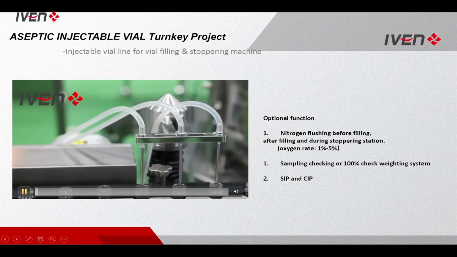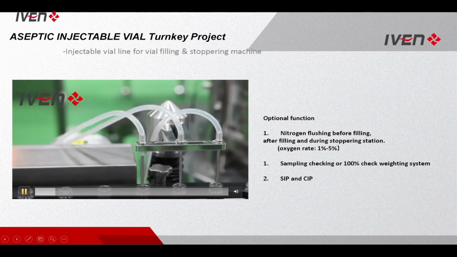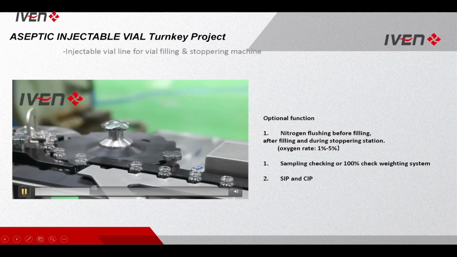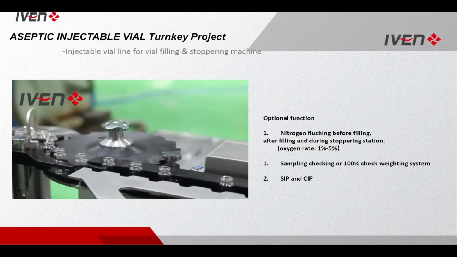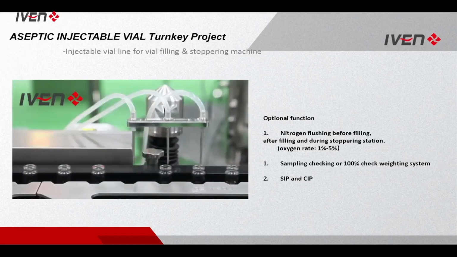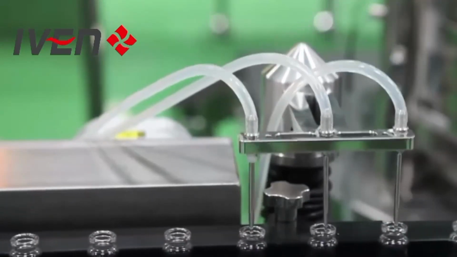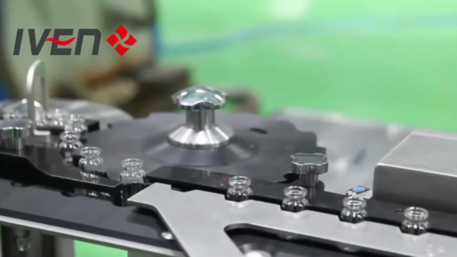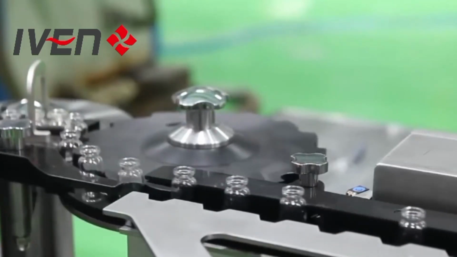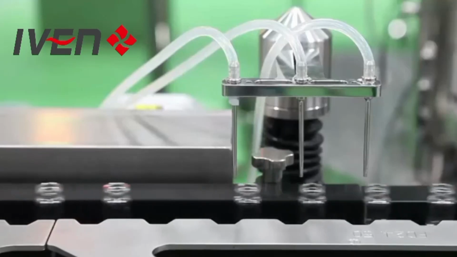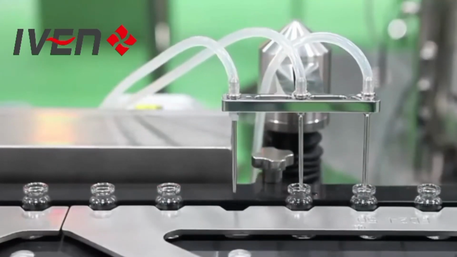Filling and stoppering machine. For our filling, we also have optional functions like nitrogen flushing before filling and after filling. We can control the oxygen rate from 1% to 5%. The optional function for the running system includes sampling checking or 100% checking. And we also have this function for CIP and SIP system.